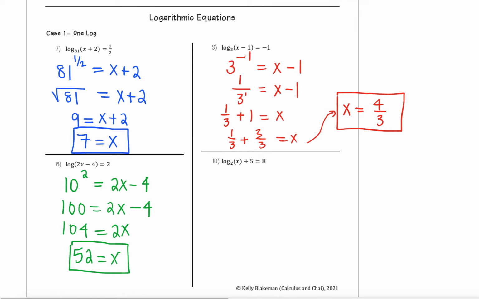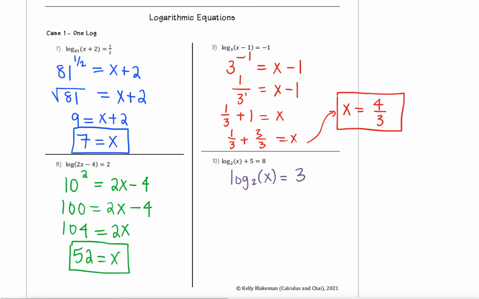Let's look at example 10. Here we have log base 2 of x plus 5 equals 8. So in number 10, we still just have one log, but we have multiple extra terms here. In 7, 8, and 9, each one of these had the log isolated on the one side together. Over here, we have a log plus another value. Before we can convert to exponential form, we actually need to isolate the log base 2 of x, and to do that, we would subtract the 5 over to get log base 2 of x equals 3. From here, we're able to convert to exponential form and then solve for x.